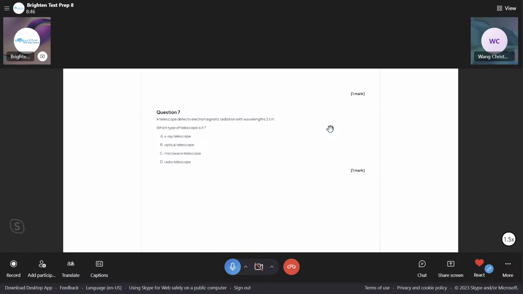That will give us important information as well. So now, when we talk about a radiation with a wavelength of 2 centimeters, which type of telescope should we choose? Microwave telescope. 2 centimeters.